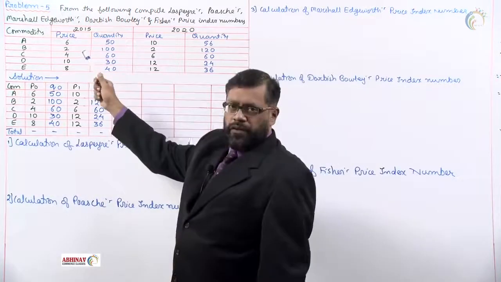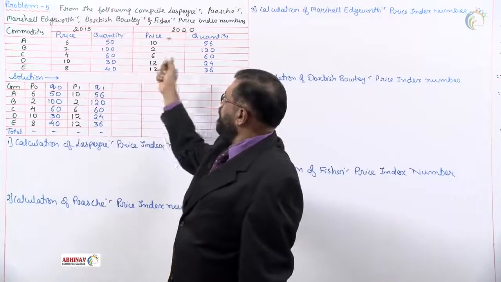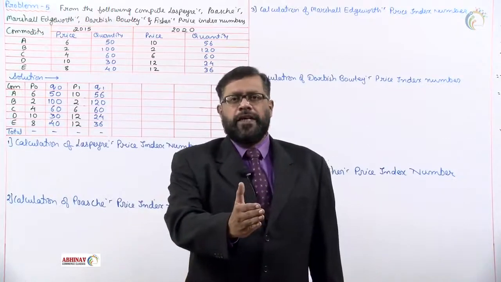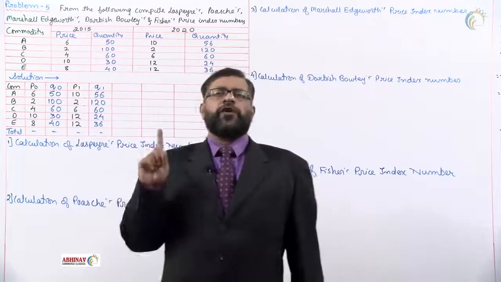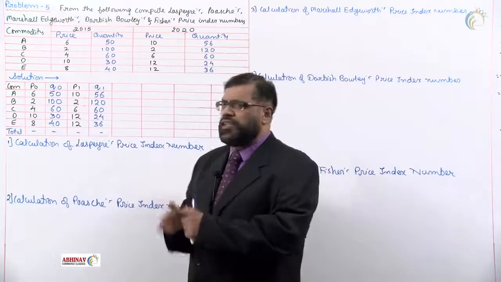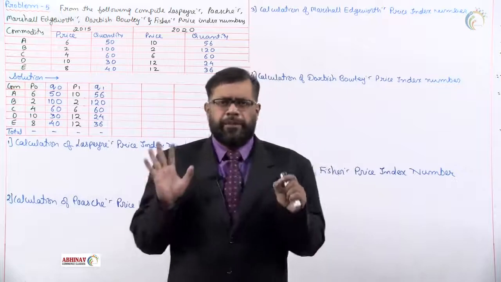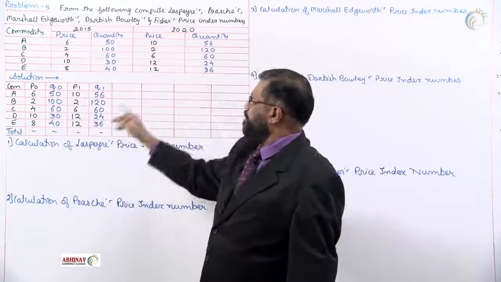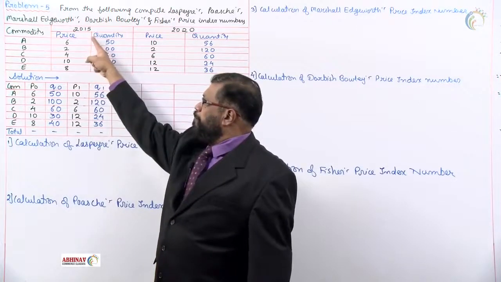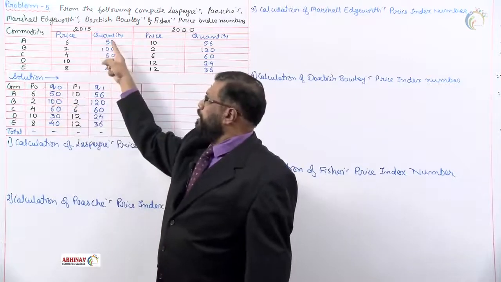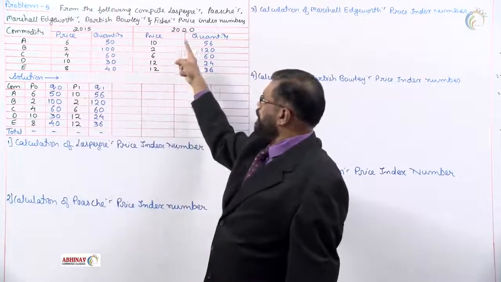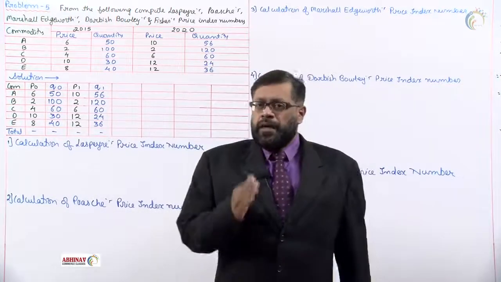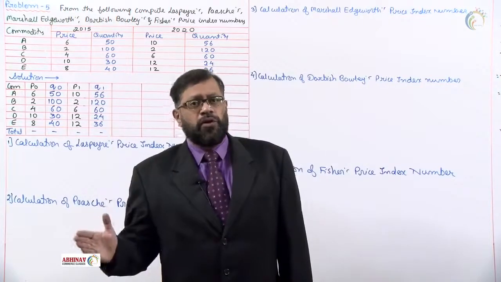The commodities are given as A, B, C, D. Price and quantity of 2015 and 2020 are given. So which is the base year? The year that comes earlier. 2015 is our base year. 2020 is our current year. For this, we require a 9-column table. 5 columns as given. I have copied it: price of 2015 P0, quantity of 2015 Q0, price of 2020 P1, quantity of 2020 Q1, the current year. Apart from this 5, we require 4 more columns for the solution.